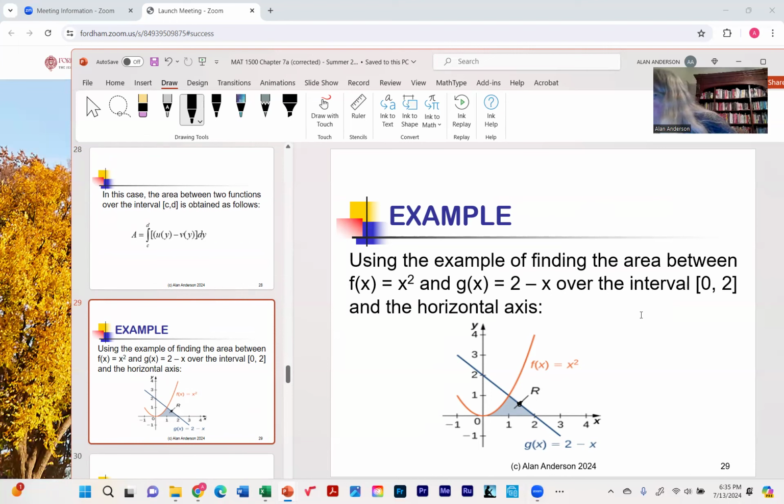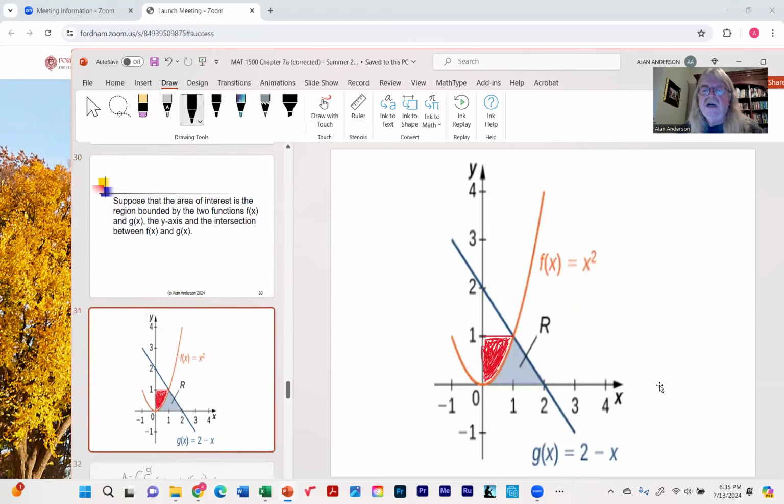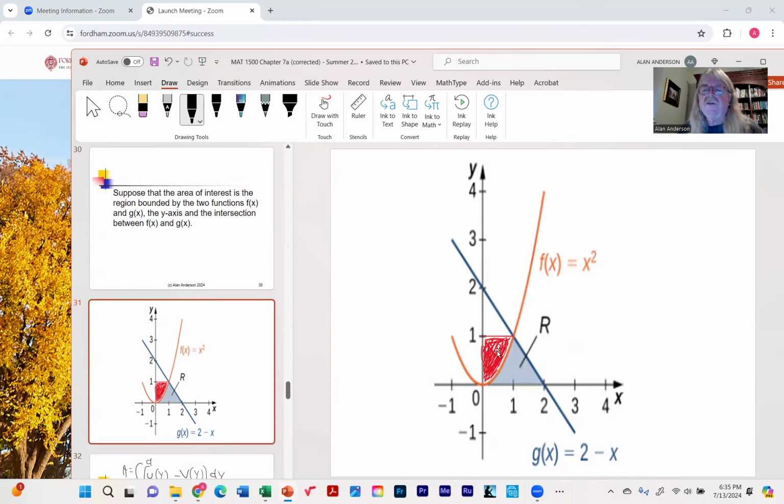Well, we know that f of x is x squared. We know that g of x is 2 minus x. But let's say this red area is what we're after, okay? Not the blue this time, but the red. So we have to imagine looking from right to left, and that means we have to define one of these functions as the, quote, right function, and the other one as the left function. Instead of top and bottom, we have right and left.